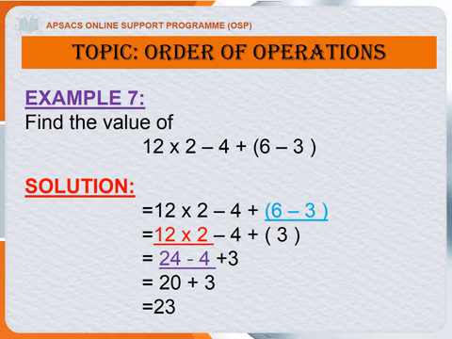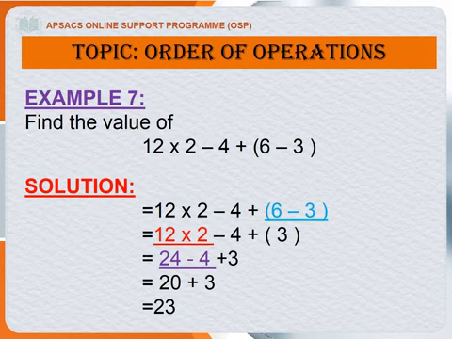Example number 7. Find the value of 12 multiply 2 minus 4 plus bracket 6 minus 3 bracket close. So first of all we will solve inside the bracket according to the rule BODMAS. So write 12 same, multiply 2 minus 4 plus, and inside the bracket 6 minus 3, answer is 3. Now the next step, how many operations? Multiply, minus and plus. So first of all we will solve multiply. 12 multiply 2, answer is 24. Minus 4 write same, plus 3.